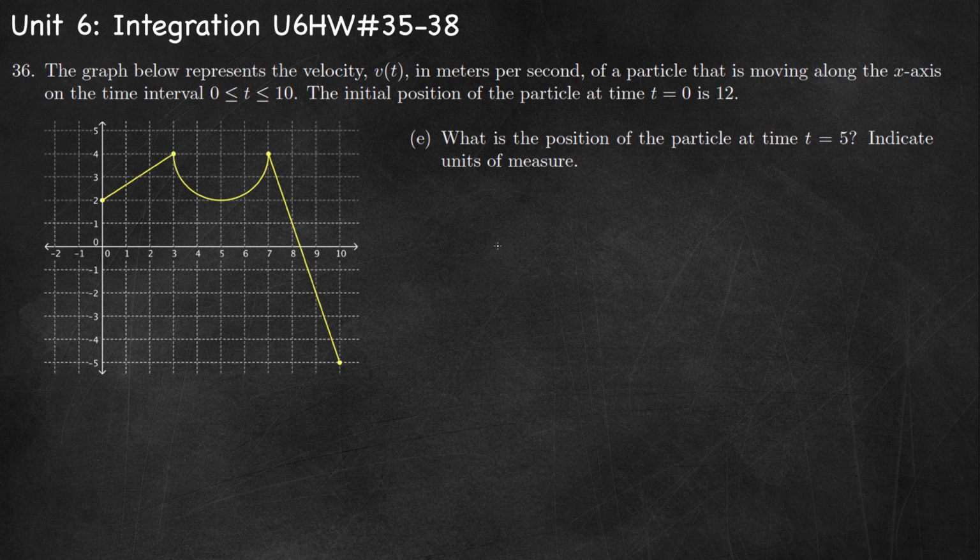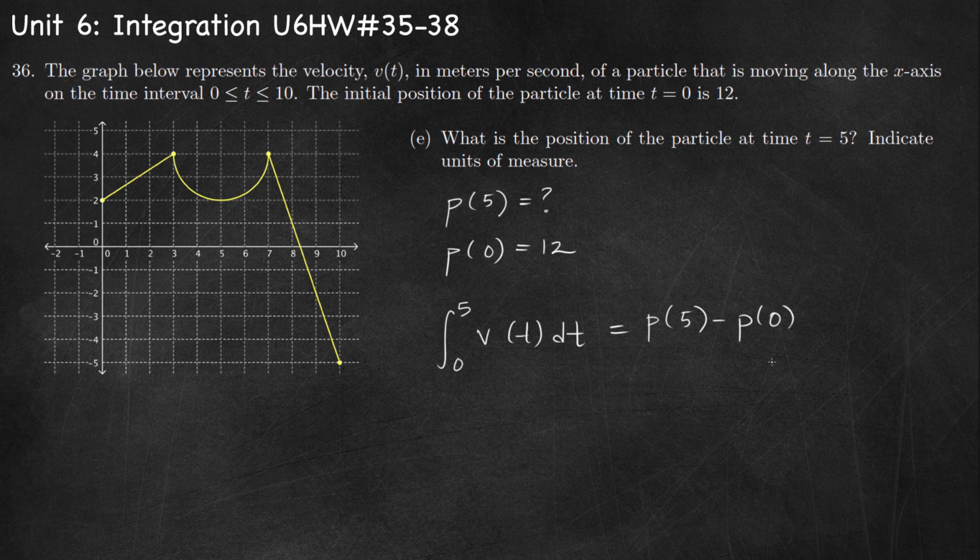And part E, what is the position of the particle at time t equals 5? So we need to find P of 5. We know P of 0. So we can set up an integral that goes from 0 to 5, and if we integrate velocity, we end up with position. So the integral of v, I didn't need that prime there because velocity already is the derivative. We want to integrate velocity, and that gives us position. So that's going to equal P of 5 minus P of 0.